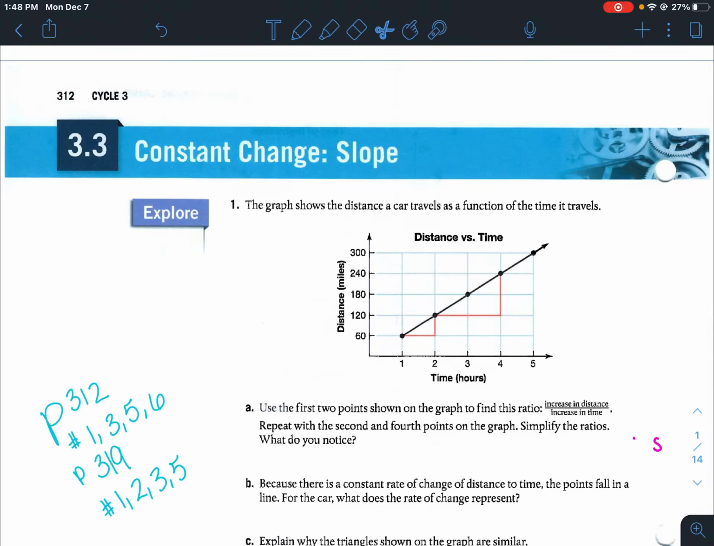All right, today we're going over 3.3, which is slope. So we'll do 4 problems together, and then you have 4 problems to do on your own today.